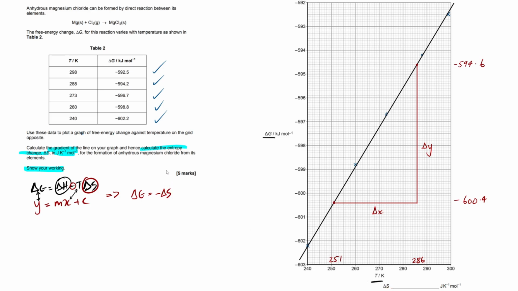Okay, so minus delta S is our m times our x, which is just our temperature. And then plus c, which is just our enthalpy change, okay? This guy's not really too important right here, but you may need to use it in other questions, but in this one, pretty sure it's not too important, okay? So simple as that, guys. What we want to do is draw the line of best fit, pick 2 points on this line of best fit so we can calculate our gradient.